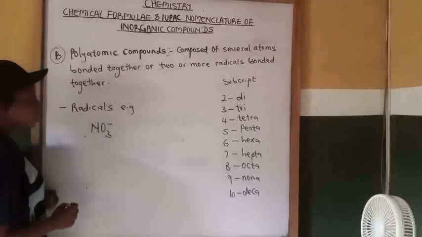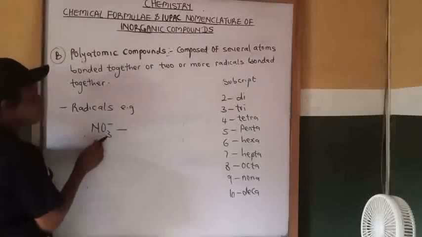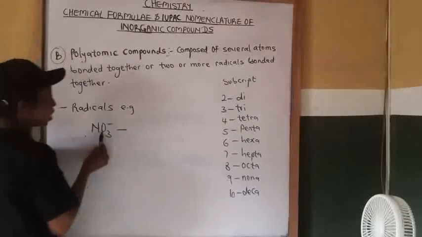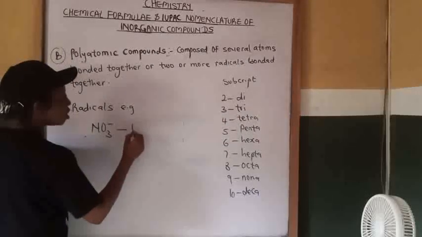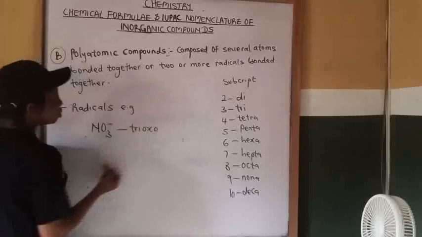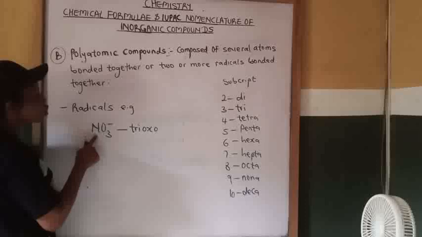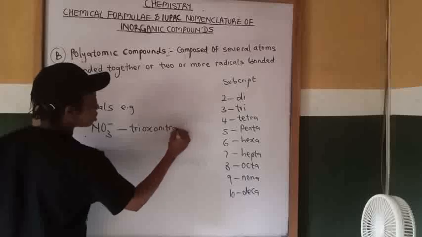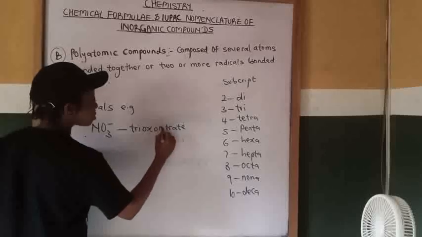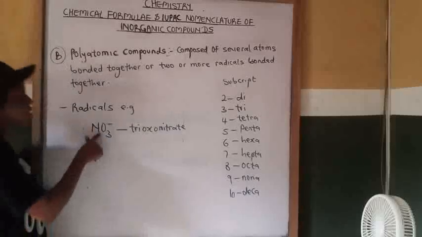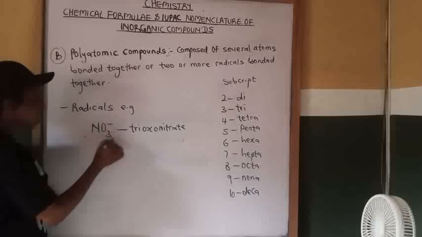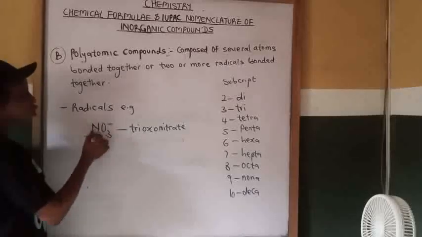NO3 minus. What are we going to call NO3 minus? We have 3 atoms of oxygen. When your subscript is 3, you call it tri. So oxygen will change to oxo. So you call it trioxo. Then nitrogen will now change to nitrate. So trioxonitrate. We look for the oxidation number of nitrogen from this ion.